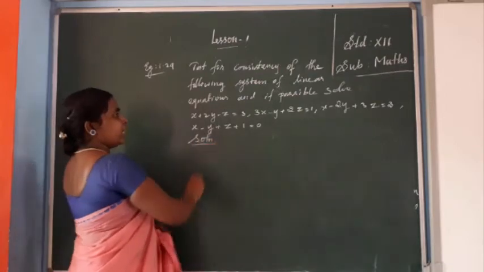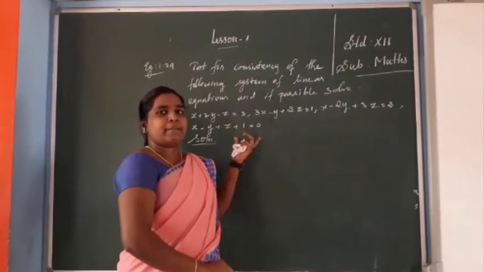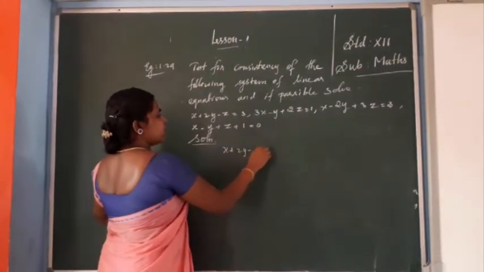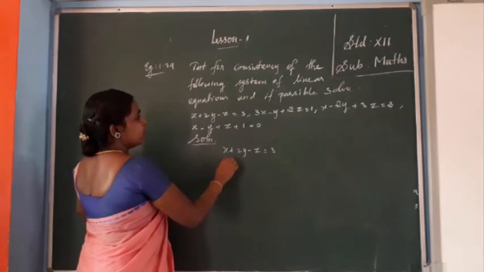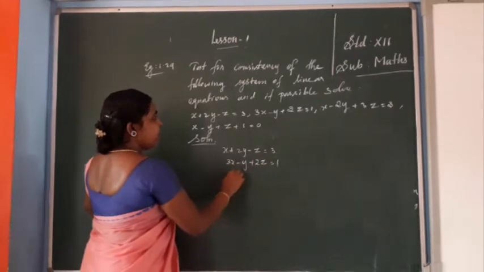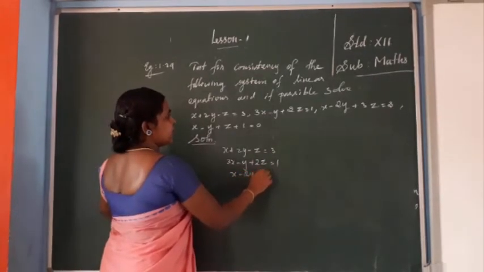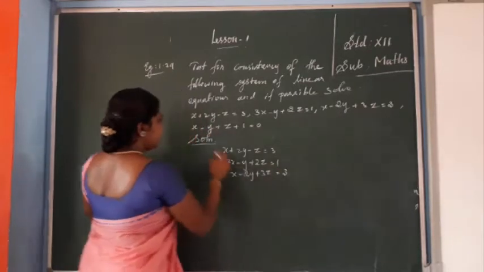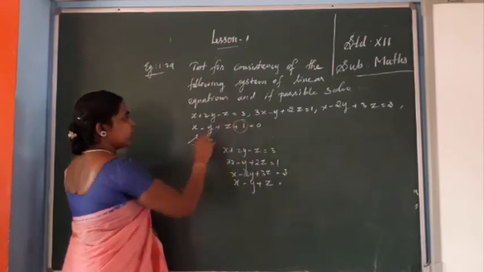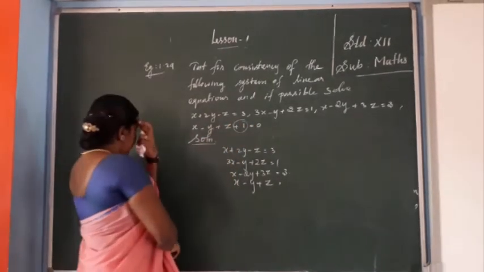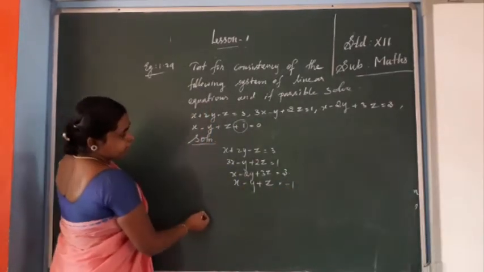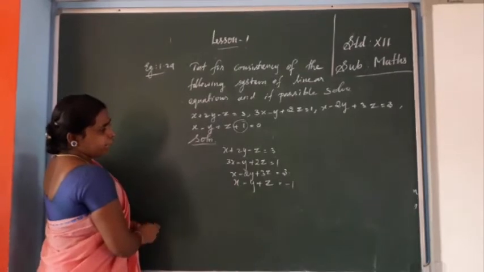First, you have to write the given equations. If the constant term is on the left hand side, you have to take it to the right hand side. So x plus 2y minus z equal to 3. Next one is 3x minus y plus 2z equal to 1. x minus 2y plus 3z equal to 3. Another one is x minus y plus z equal to, here only the constant term is on the left hand side, you take it to the right hand side, it will become negative. So minus 1.